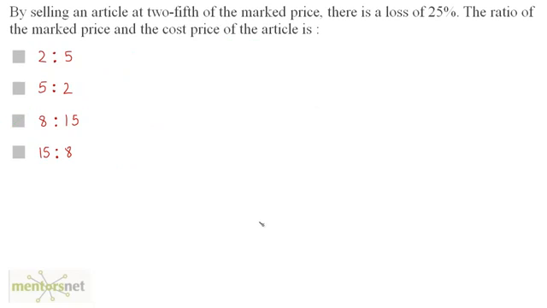By selling an article at 2/5 of the marked price, there is a loss of 25%. The ratio of the marked price and the cost price of the article is. Firstly, let me tell you that marked price is the selling price, right? Now it is said that by selling an article at 2/5 of the selling price, there is a loss of 25%, which means that if I sell the article at 2/5 of the selling price, it is equal to the cost price reduced by 25%. So cost price minus 25% of the cost price.